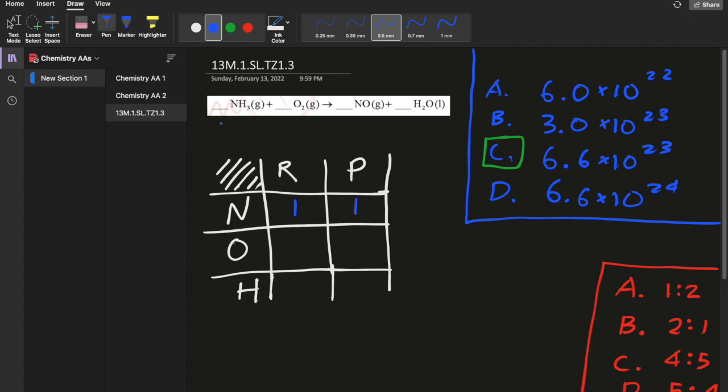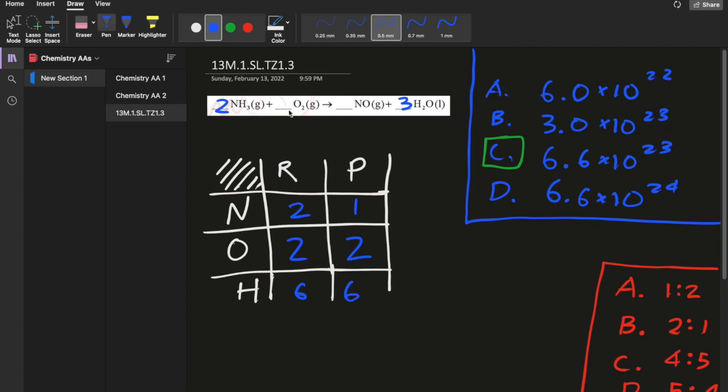So check. Now, the O is 2 on the reactant side and 2 on the product side, so that is correct. However, here, the hydrogen is 3 on the reactant side, sorry, and 2 on the product side. Now this is what we need to fix. So to do this, we'll put a coefficient of 3 here, a coefficient of 2 here, and this will make both hydrogens 6. Now, because of that, the N has changed and it has become 2 on this side.